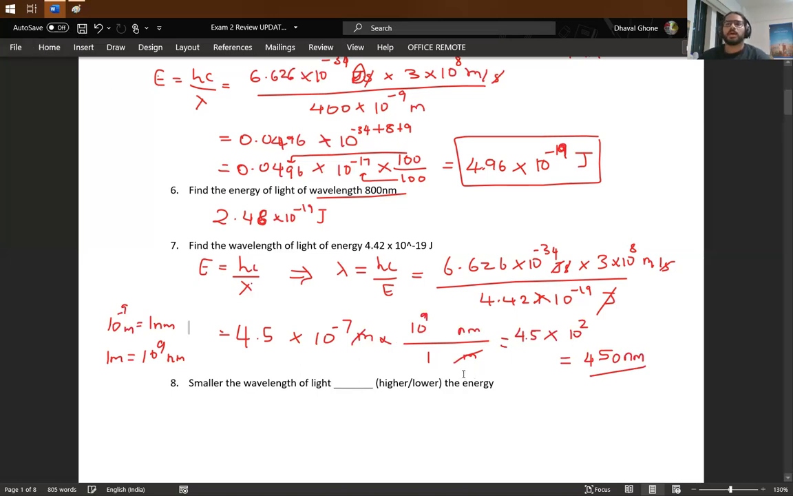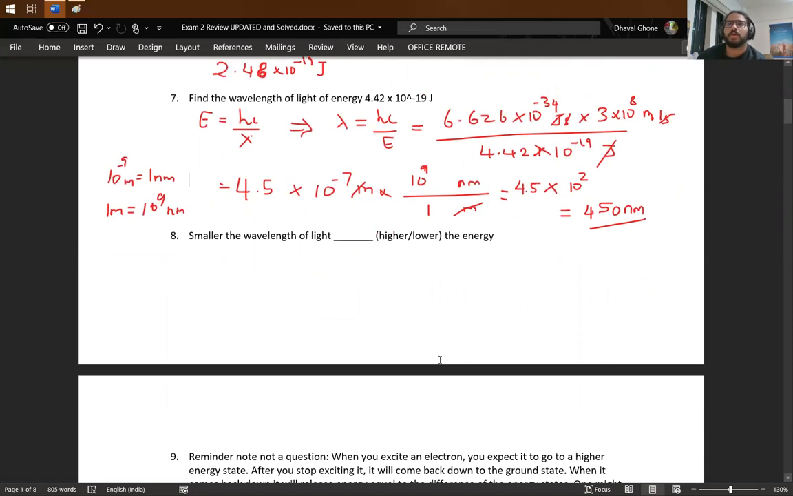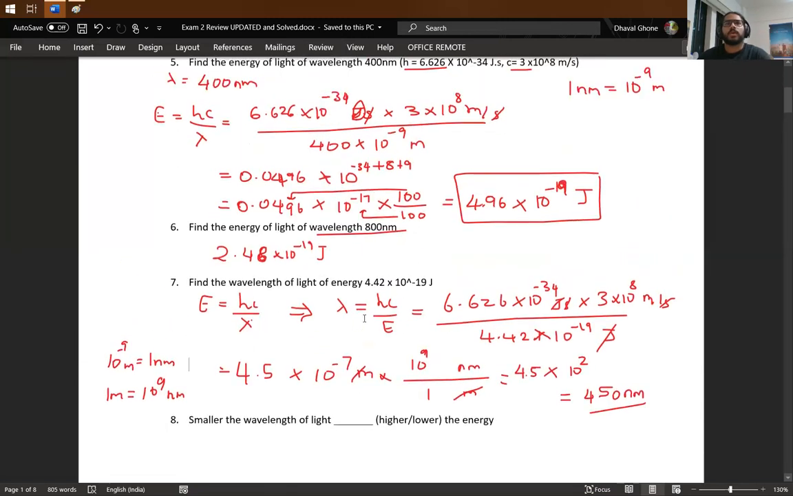Awesome. Okay, if you have any questions regarding anything, feel free to email me and I'll try to answer over email. Moving on, question 8: smaller the wavelength of light, blank the energy. So I want you to relate how energy is related to the wavelength. You can go back to the previous questions, question 5 and 6, where I gave you 400 nanometers and found an energy of 4 point something, and 800 nanometers found the energy of 2 point something.